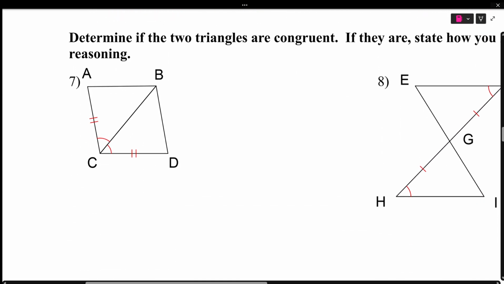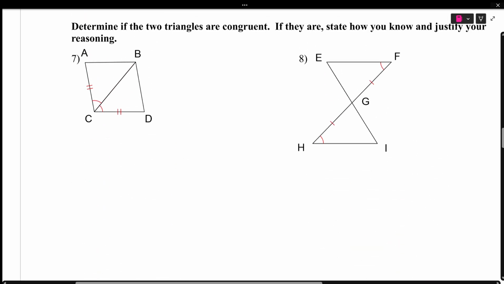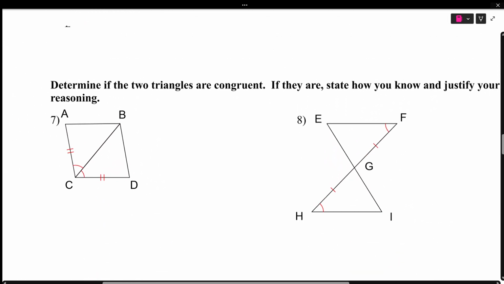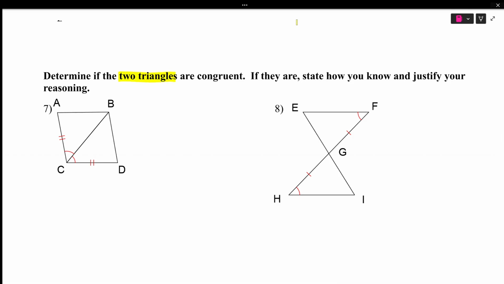Okay. All right, let's try number 7. 8, 9, and 10 are very similar to number 7. Okay, so I want you to go ahead and try out 8, 9, and 10 based on what I do in number 7. Determine if the 2 triangles are congruent. If they are, state how you know and justify your reasoning. So this is kind of like a mini proof, right? Whenever we do the proofs, we write kind of a summary, a paragraph to show and explain and justify why the triangles are congruent. But here we're just going to state it and try to determine it.